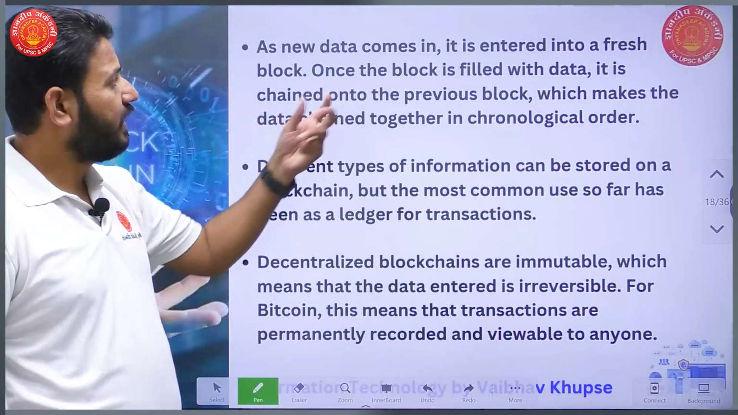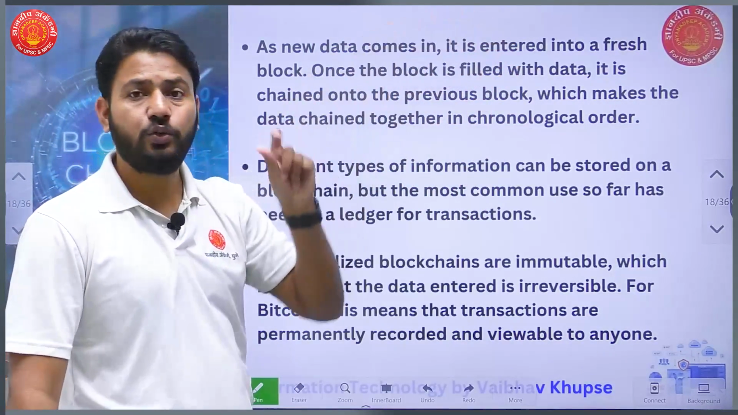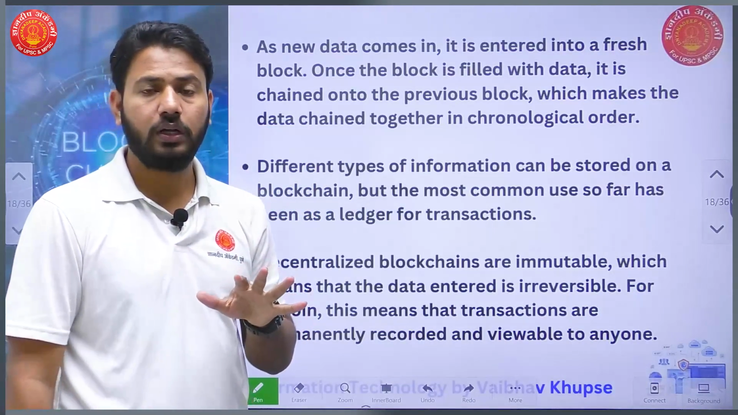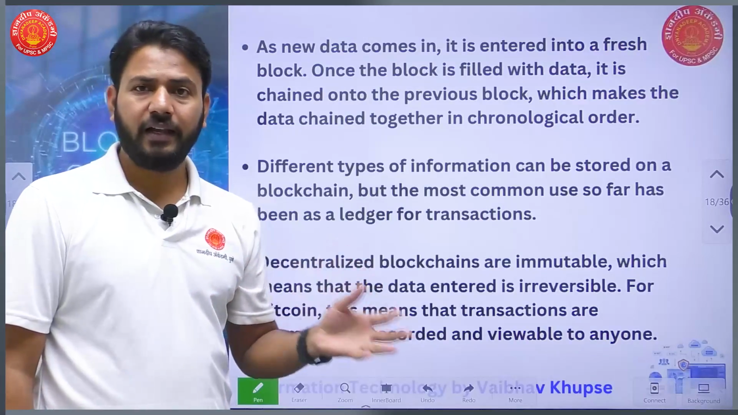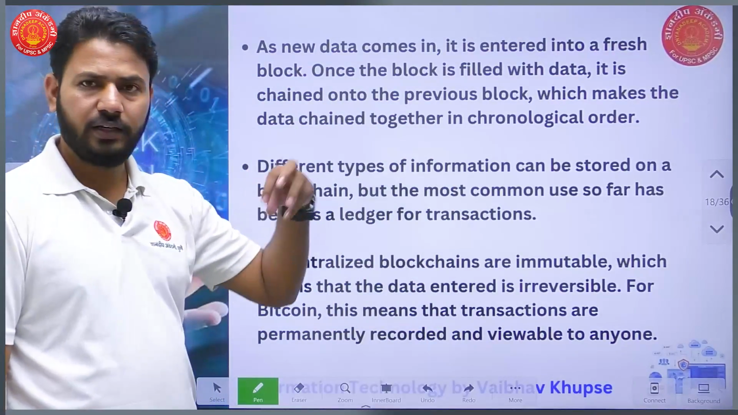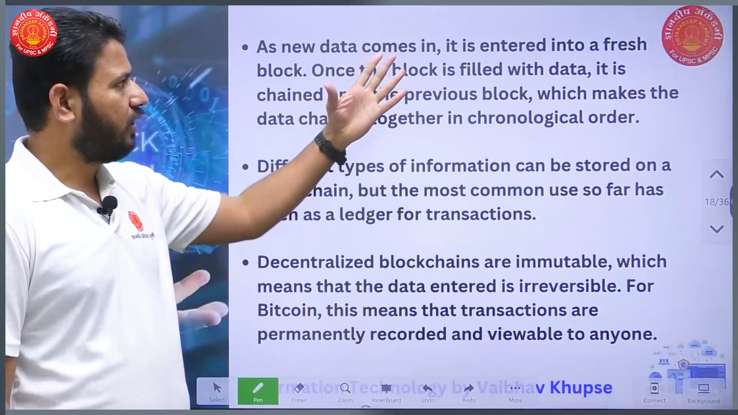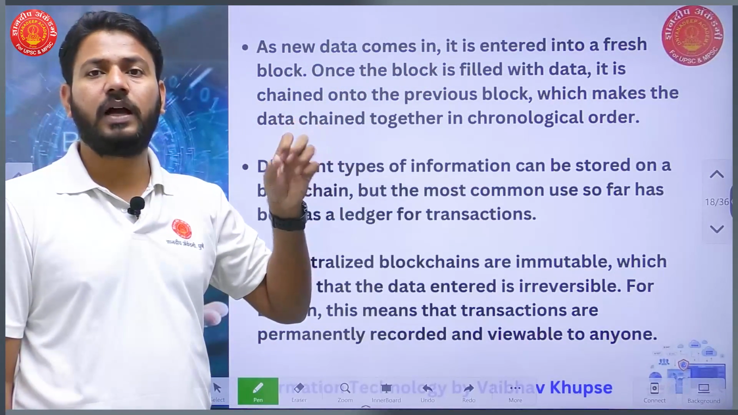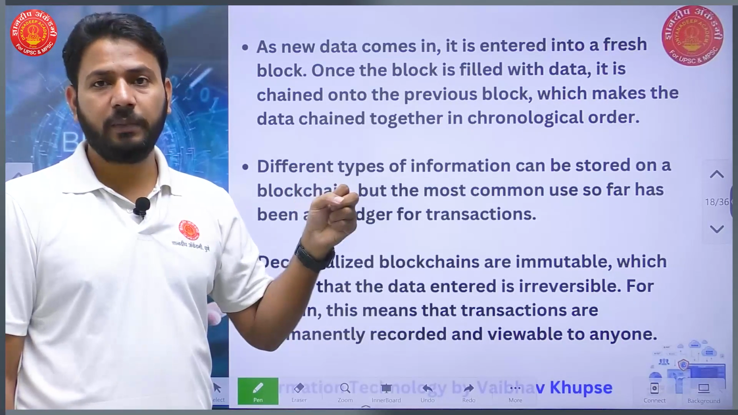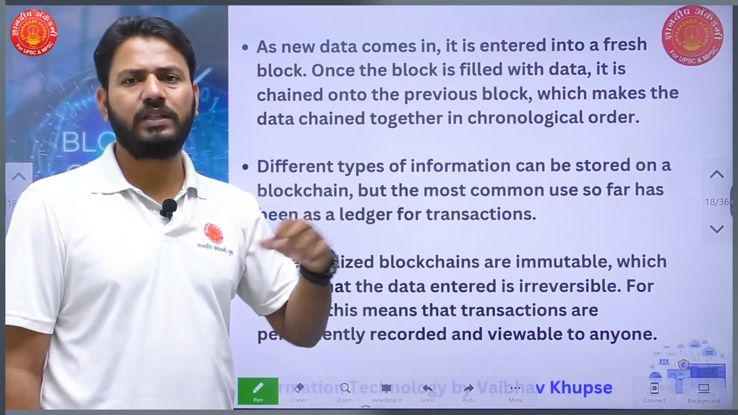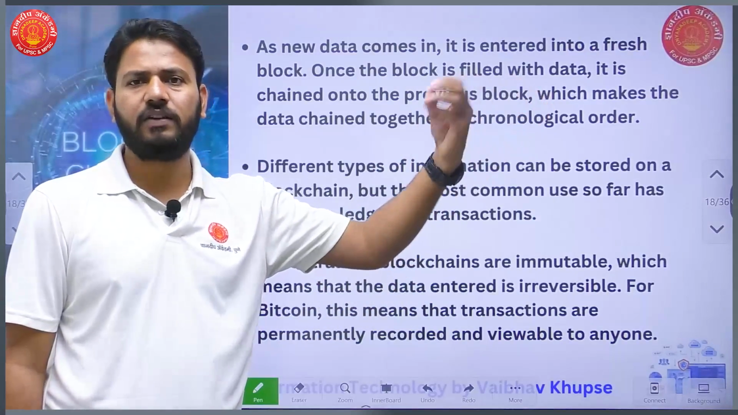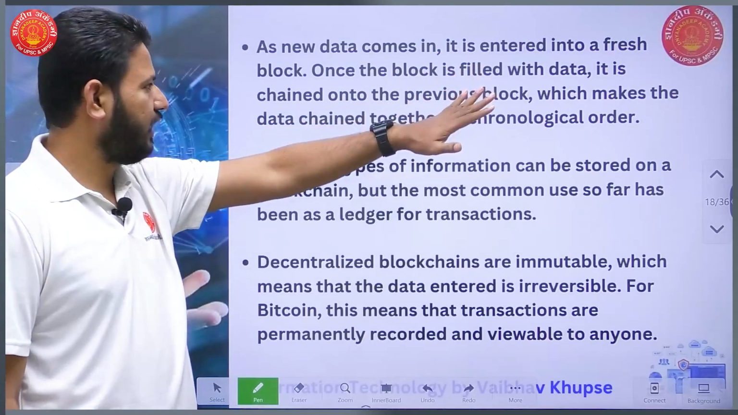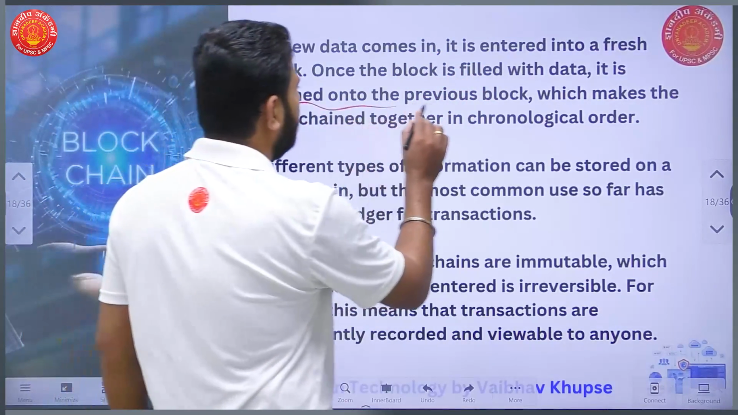As new data comes in, it is entered into a fresh block. Every block will have a capacity of how much information can be stored in that block. If new entries come in, a new transaction is executed, it is entered into a fresh block, because every block has some amount of memory. How much data can be stored is limited. So every new transaction, every new piece of information gets stored into a new block. Once the block is filled with data, it is chained into the previous block.